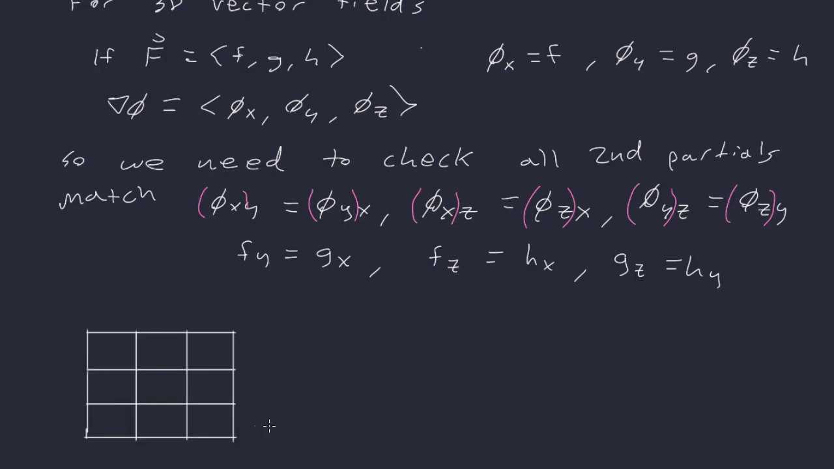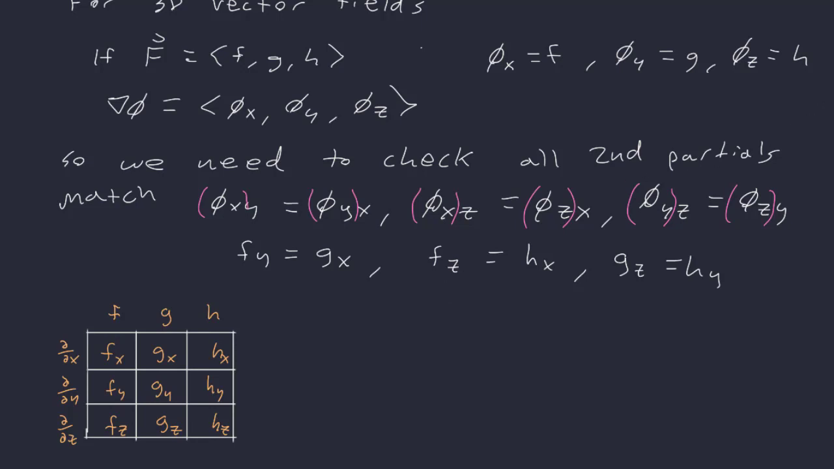Okay, well, instead of a table, I make a 3x3 grid, right? Say on the top, I put F, G, and H, and along the side, I put the derivative with respect to X, the derivative with respect to Y, and the derivative with respect to Z. And then I put these together. So here, this would be F sub X, G sub X, and H sub X. Here would be F sub Y, G sub Y, and H sub Y, and then this would be F sub Z, G sub Z, and H sub Z.